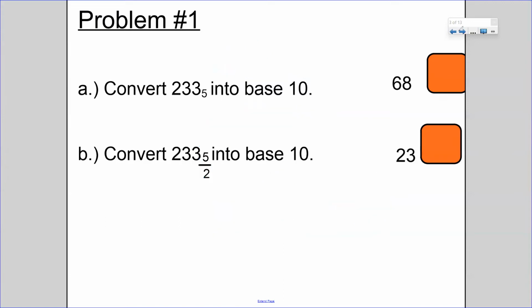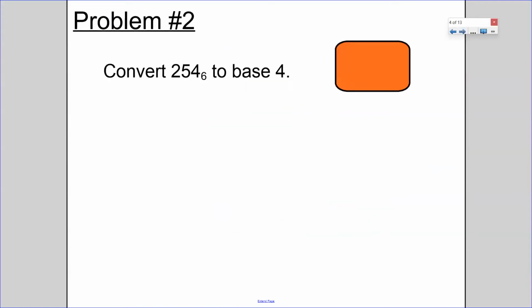All right, let's look on to a couple more problems. Try this one. We're going to start with 254 base 6, and we're going to move it to base 4. Try to pause the video and try it out.